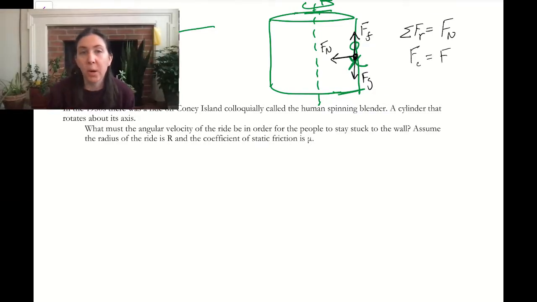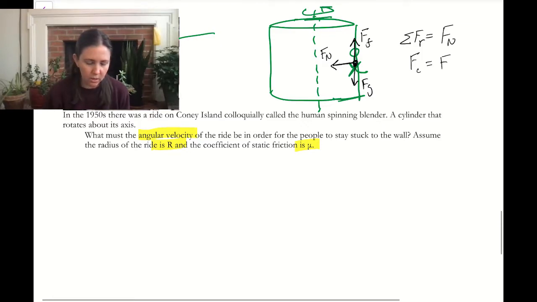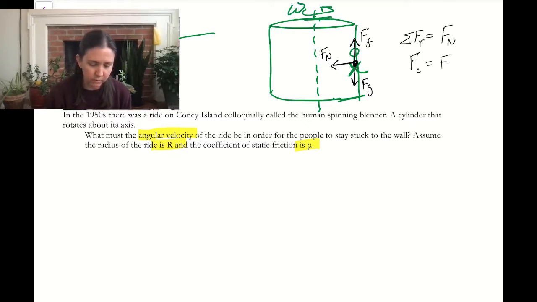All right. This problem you'll find, and they'll ask for a multitude of different things. In this, it's asking what is the angular velocity of the ride, assuming that the radius is r and the coefficient of static friction is mu. And so we are looking for how fast it spins around, or omega, the angular velocity. All right, we're partway there already, saying that the centripetal force is equal to the normal force. So that gives us mass times the centripetal acceleration is the normal force.